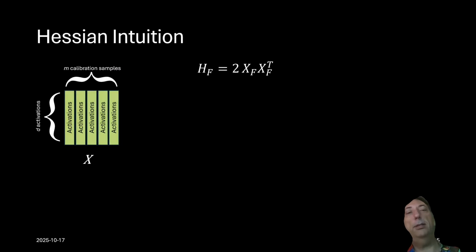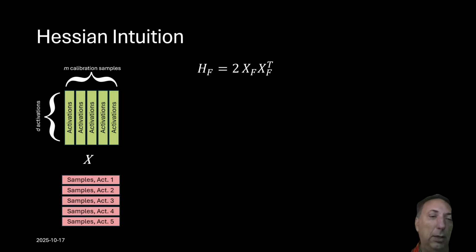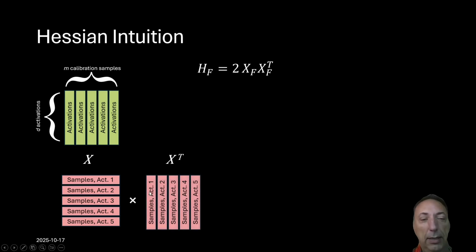So why the Hessian? I've kind of mentioned why, but this is a little deeper dive into the intuition. So this is the X that we had before. We have M calibration samples, D activations, but we can also write it like this. It's the same exact matrix. We're just considering it like, okay, for activation 1, we have all these samples. For activation 2, we have all these samples. And then you take the transpose of that, and those become columns.